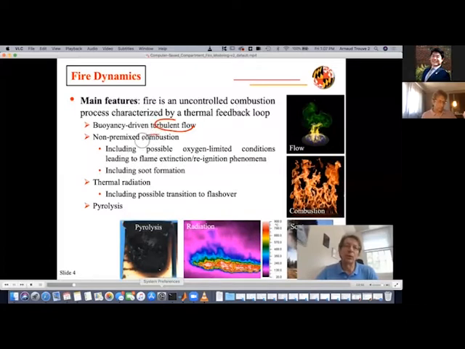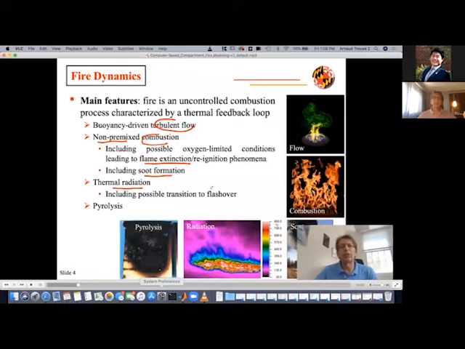The combustion process is typically non-premixed and includes special difficulties, for instance, the possible development of flame extinction phenomena as occurs when the fire becomes underventilated, and because of oxygen starvation, it will experience partial or total quenching. It also includes processes like soot formation. Soot corresponds to carbon particles, primarily carbon particles that are going to have a dominant effect on radiation properties of the flame or the plume or smoke layer present in the vicinity of the fire.